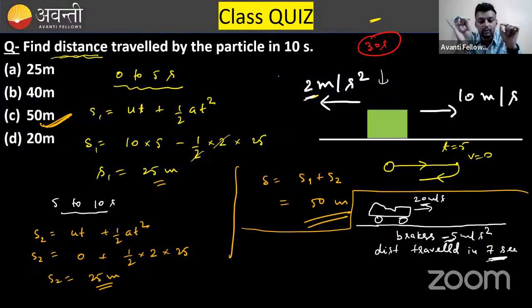So for that, you will calculate for 0 to 4 seconds only. There is no need to calculate for next 3 seconds. So you need to identify whether the particle is given or the car is given. If they have given a car and brakes were applied, then it will not move for the next 3 seconds. Are you getting my point?